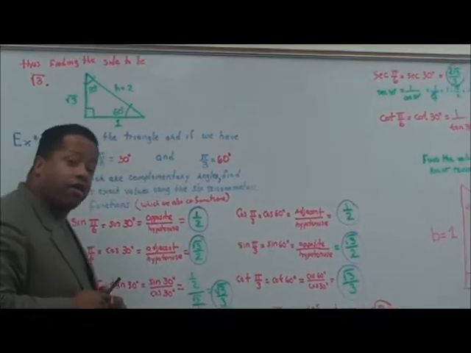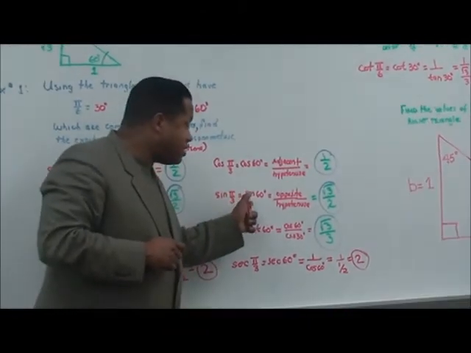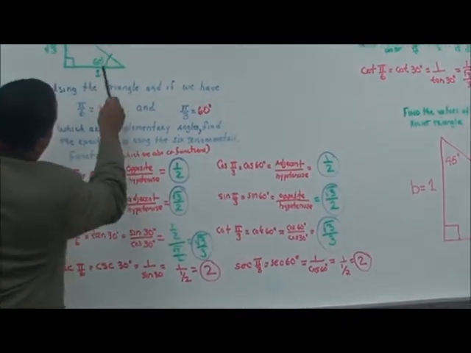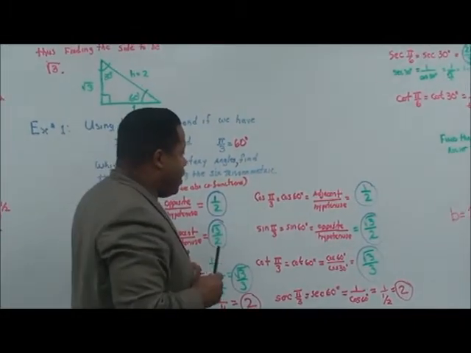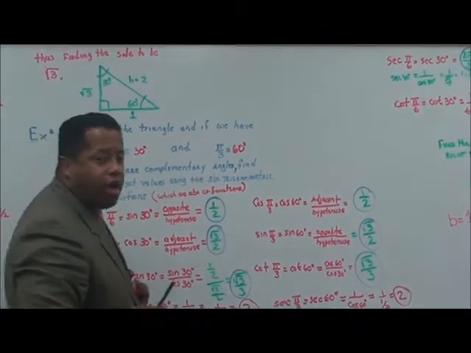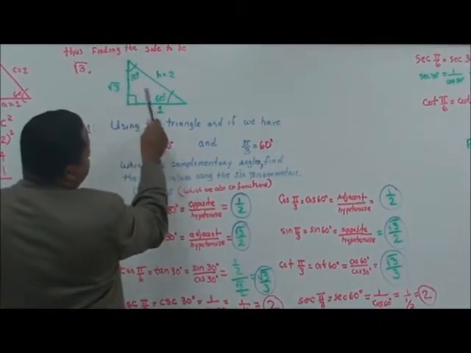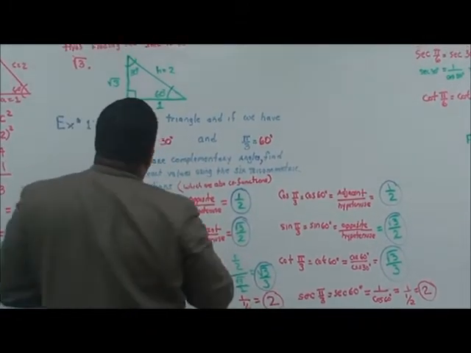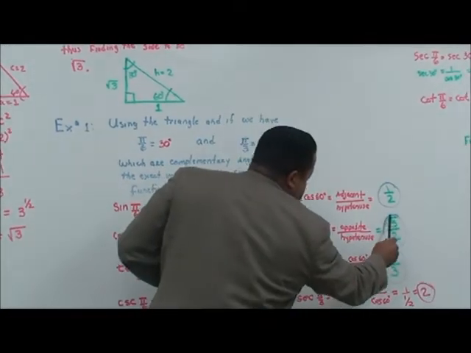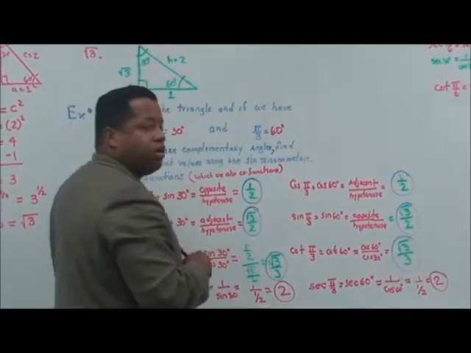Let's look at sine of pi over 3, which is sine of 60 degrees. So we're looking at this angle here, and it's the opposite side over the hypotenuse, which is the opposite side to here. And so this will be the square root of 3 over 2.